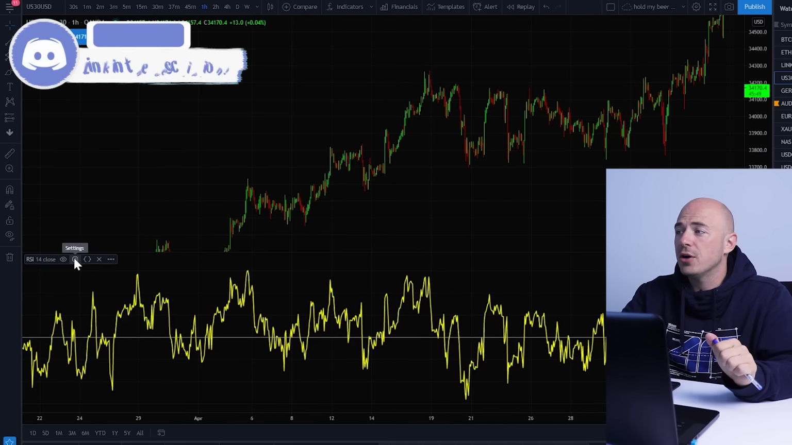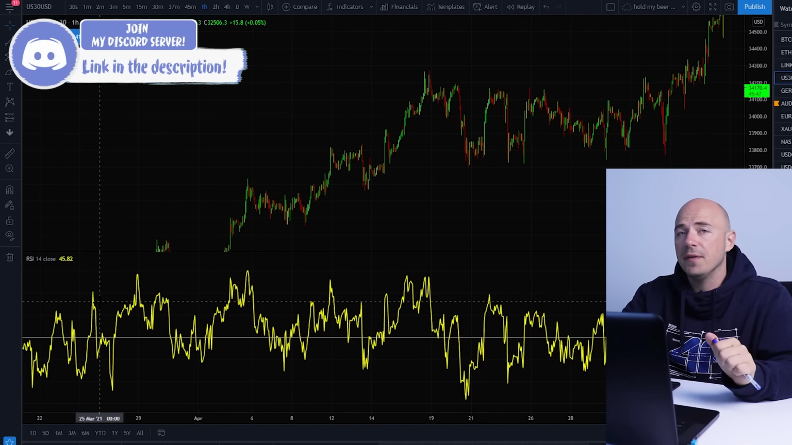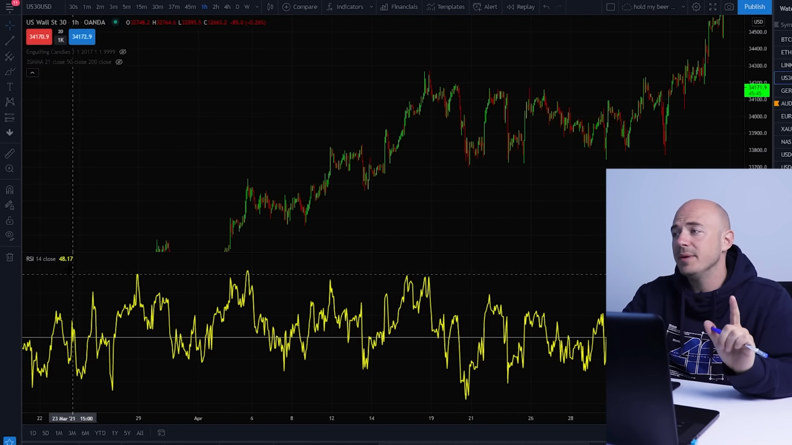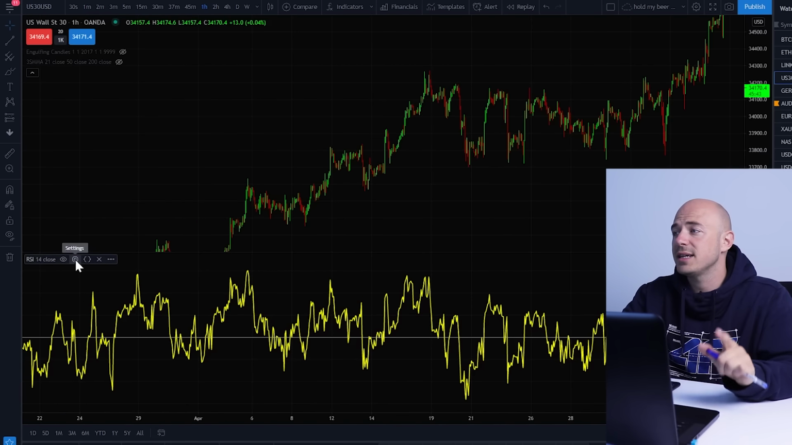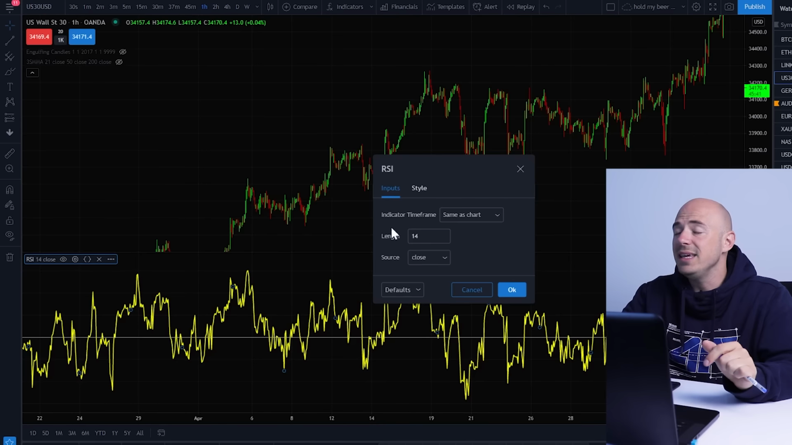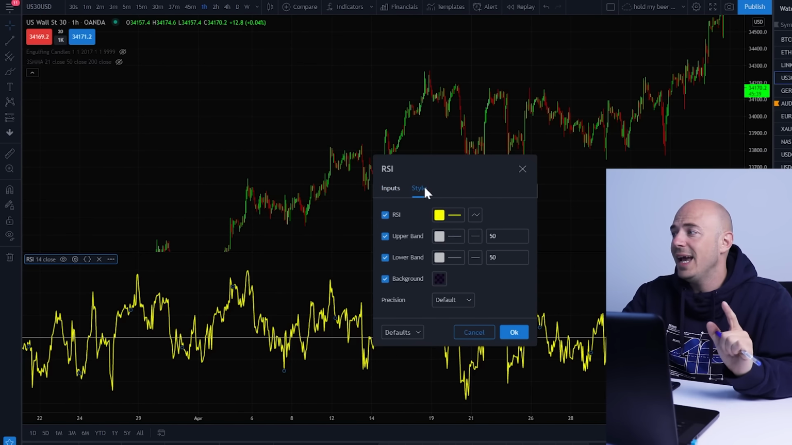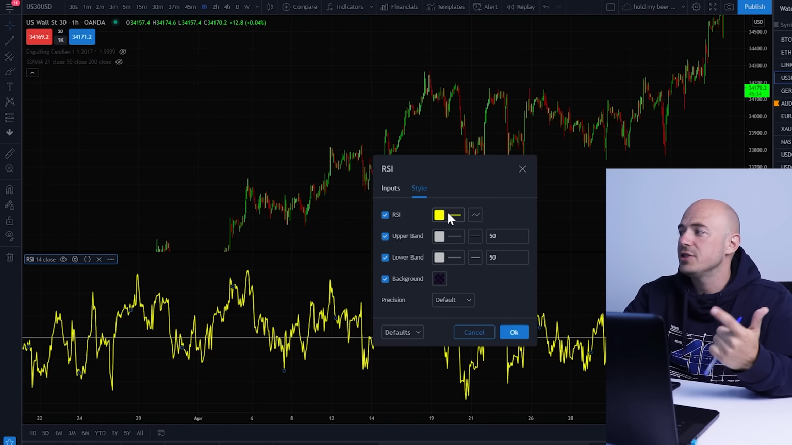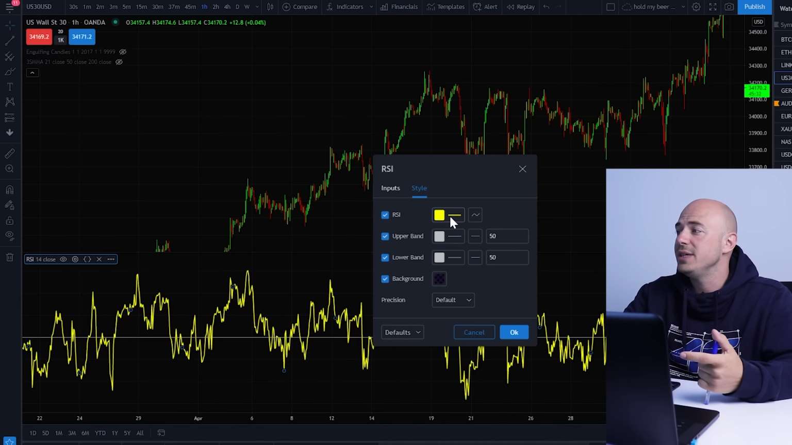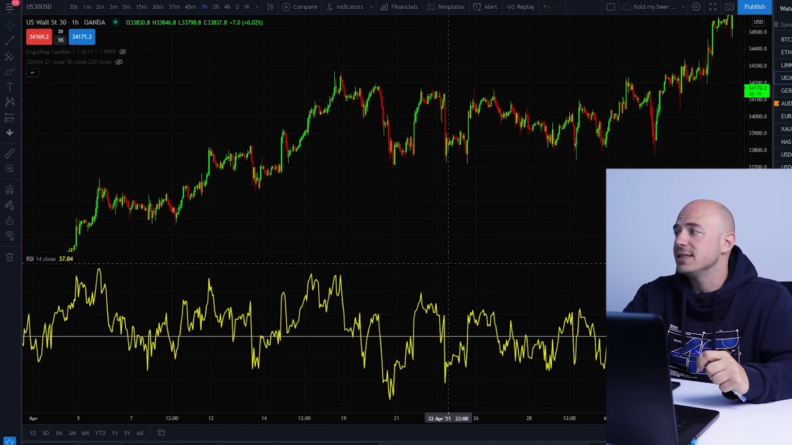Once it's up on your chart, you're going to see the indicator down here on the bottom. It's going to look different than mine, but here's how you can adjust your settings. Click the settings wheel right here. Leave the length at 14 and change the style. I like yellow because that's the color theme of the channel, so you can change your RSI color to yellow. And you're going to change the upper band and lower band to 50 and 50, making it a solid line, not a dotted line. Then your RSI will look exactly like mine.